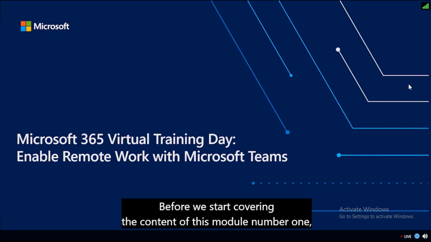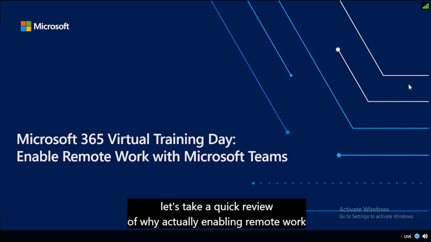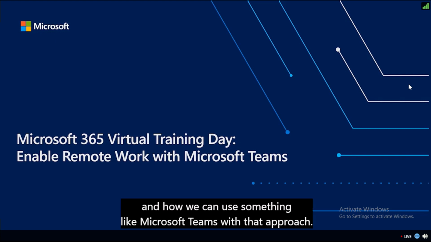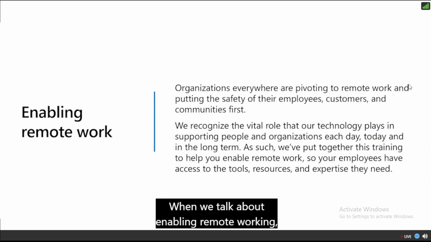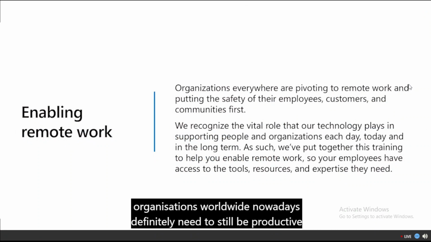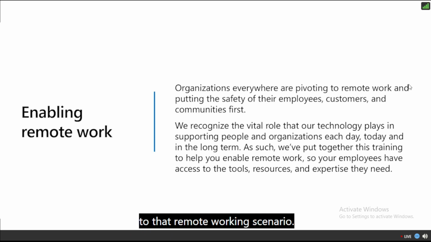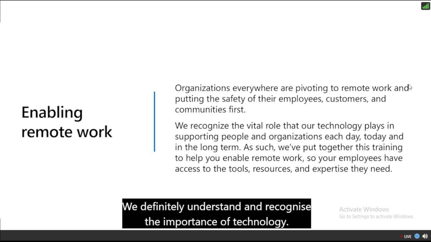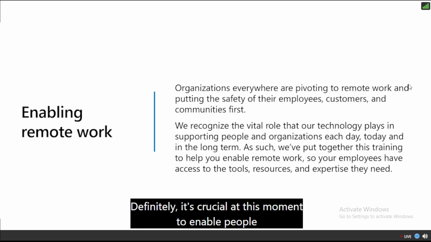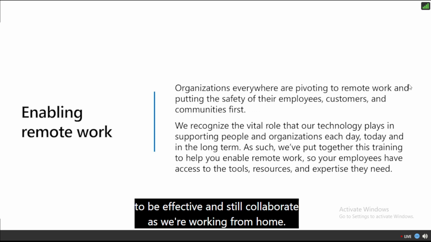So before we start covering the content of this module number 1, let's take a quick review of why enabling remote work is crucial nowadays, why it's important, and how we can use something like Microsoft Teams with that approach. So we talk about enabling remote working. Organizations worldwide nowadays definitely need to still be productive and safety comes first. So a lot of organizations have to shift to that remote working scenario. We definitely understand and recognize the importance of technology. It is crucial at this moment to enable people to be effective and still collaborate as we're working from home.